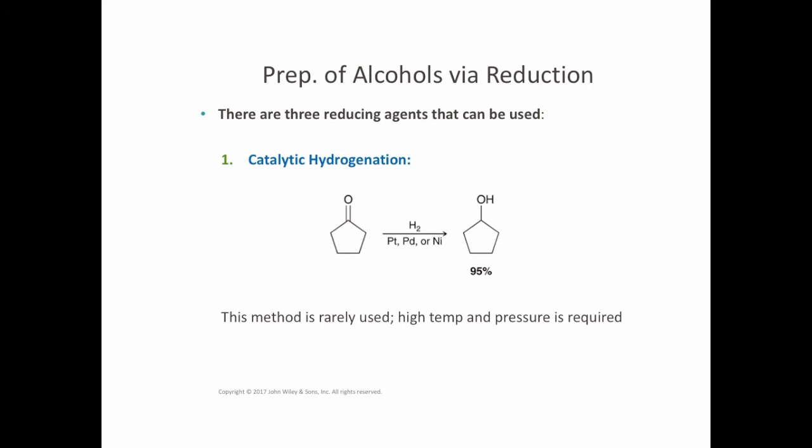There are 3 reducing agents that can be used. The first is hydrogen gas with a metal. However, this is rarely used because very high temperatures and pressures are required. And you may recall that we did use this in converting double bonds to single bonds last semester.